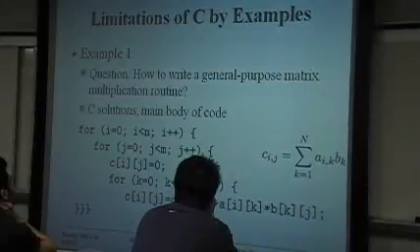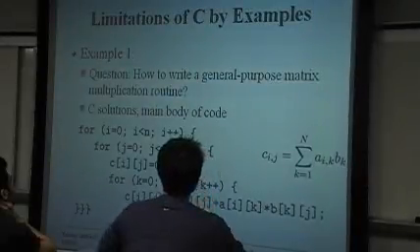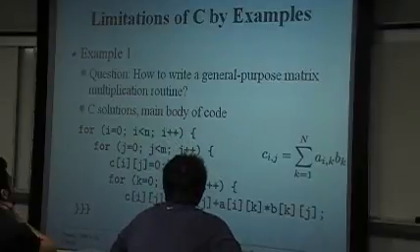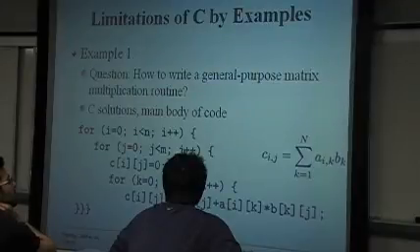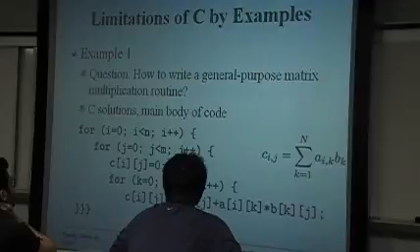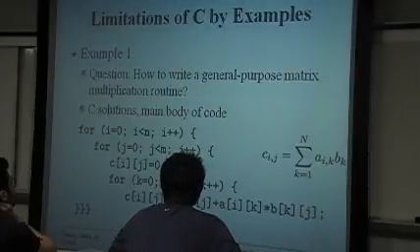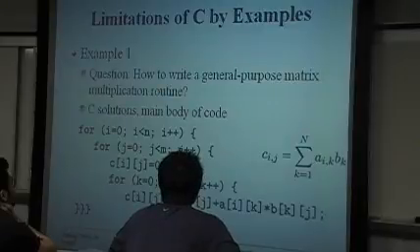Here I show you two examples to show you the limitations of the C language and other low-level languages. The first example: if you want to write a subroutine or function to find the multiplication of two matrices, what do you need to do? How can you write such a function?